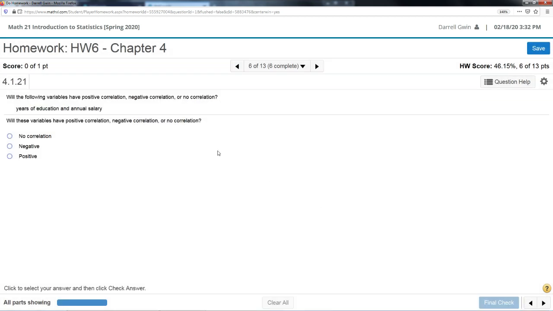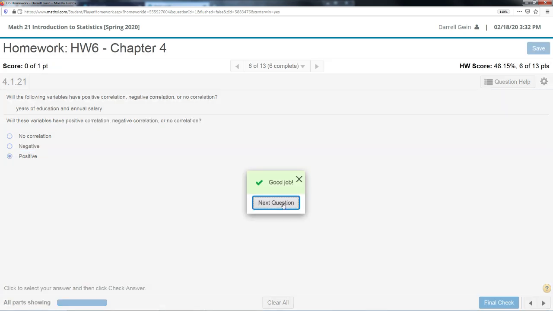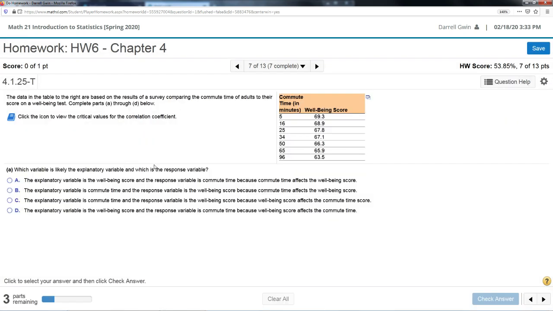It's noisy outside. Do the following variables have positive or negative correlation? Years of education and salary. It's positive because more years, more salary. That's common sense. Which variable is likely explanatory, and which is the response? So minutes, well-being score. Oh, commute time, well-being score.